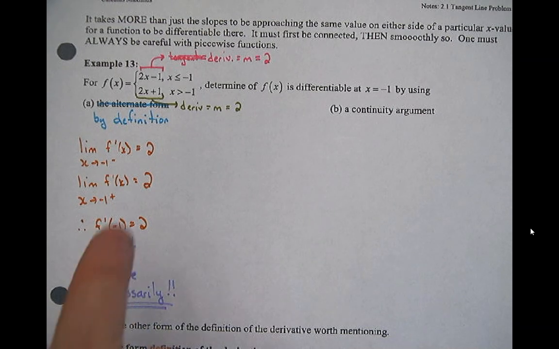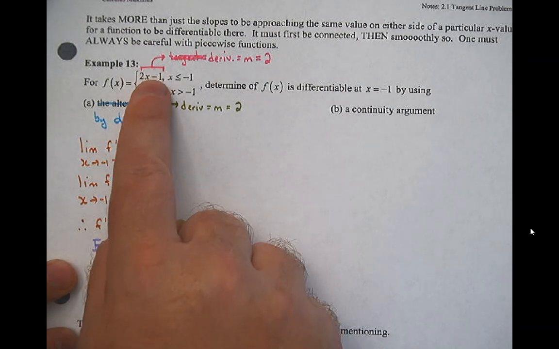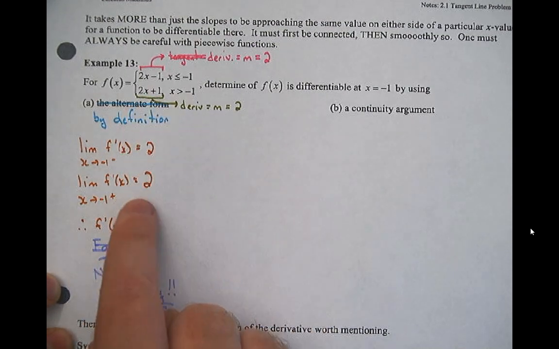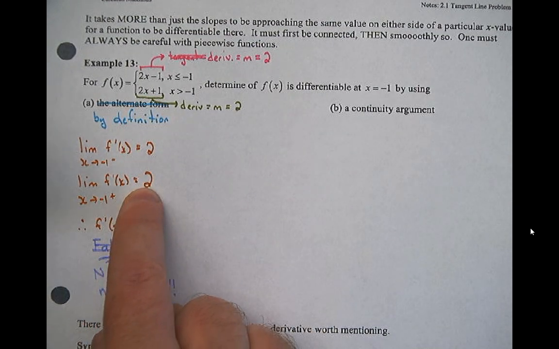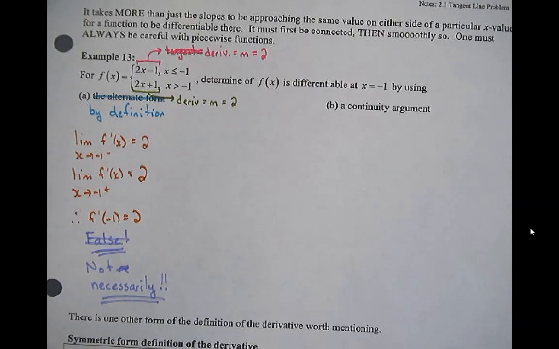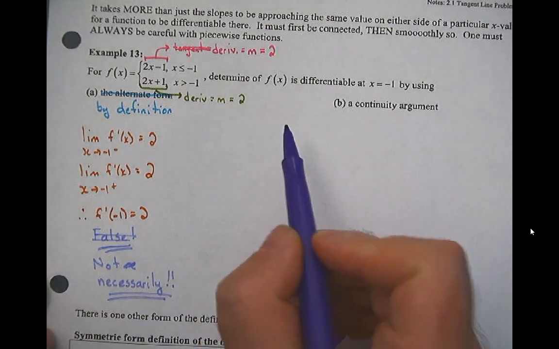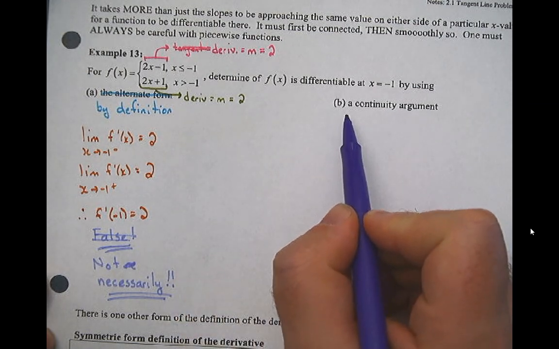So we've shown that the graph coming in from one side has a slope of 2. Coming in from the other side, I've got a graph that has a slope of 2. Life is good. My slopes meet up. They don't actually meet up because my function isn't even continuous there. Let's go back and try to prove continuity.